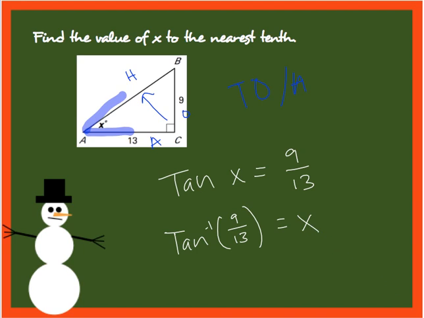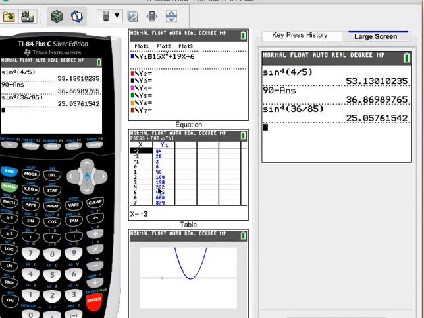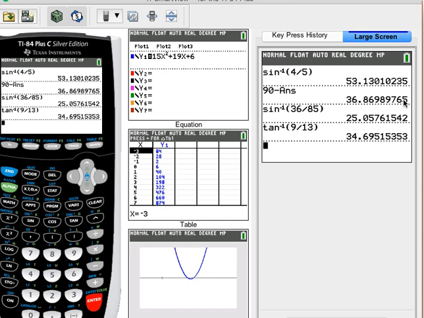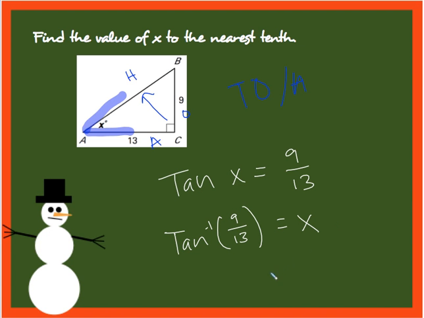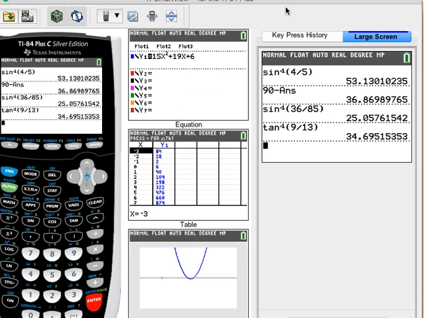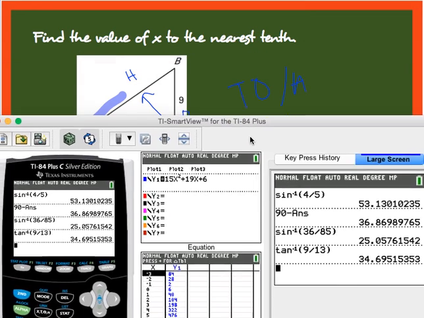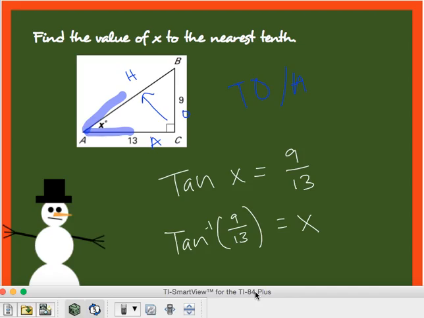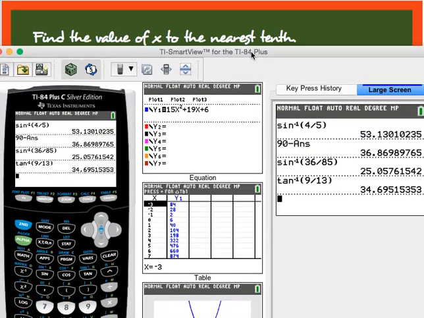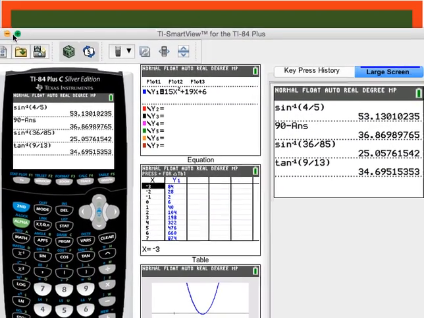And feel free to pause this if you need to slow it down. Second tangent, 9 over 13. 35. No, wait, it's not near a whole number. 34.7. Did I do that right? Second tangent, 9 over 13. 34.7. I just don't remember that answer.